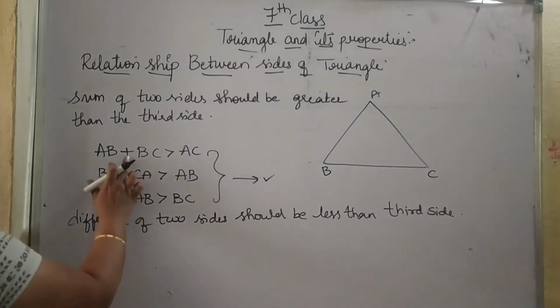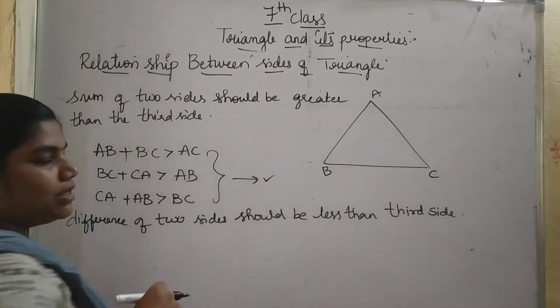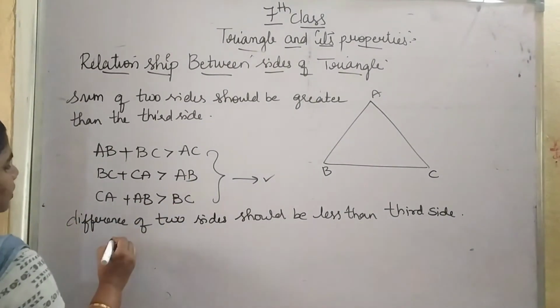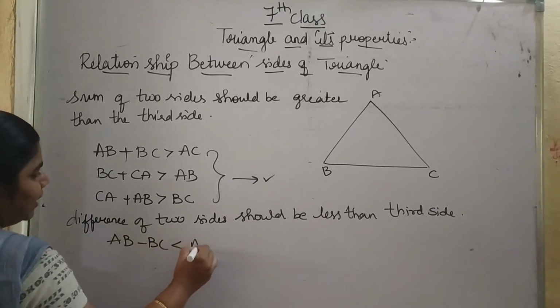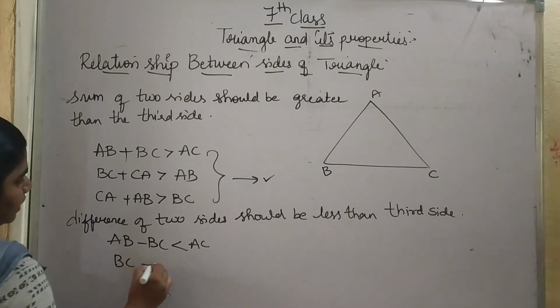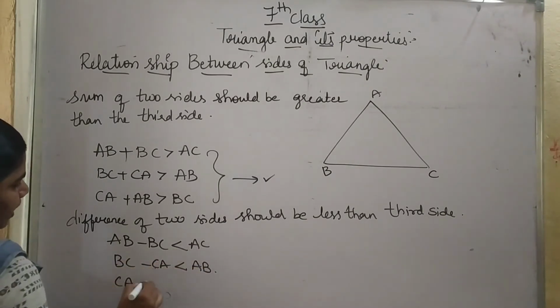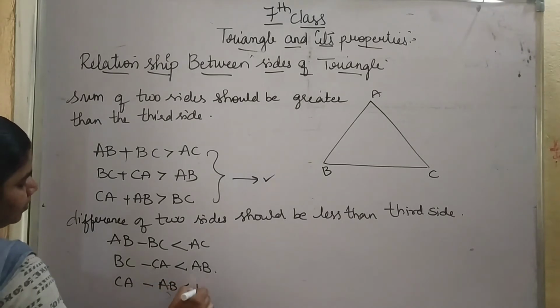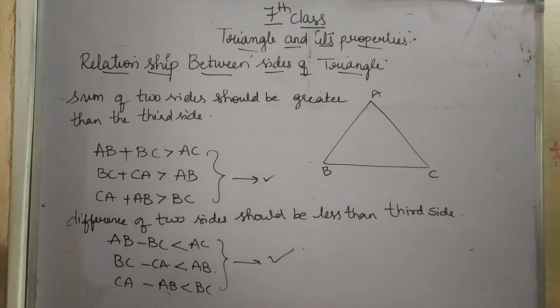So difference is nothing but in place of plus we will write minus, and in place of the greater than symbol we will write the less than symbol. So this is the next condition. AB minus BC should be less than AC. BC minus CA should be less than AB. CA minus AB should be less than BC. So if three conditions are satisfied, a triangle will be formed.